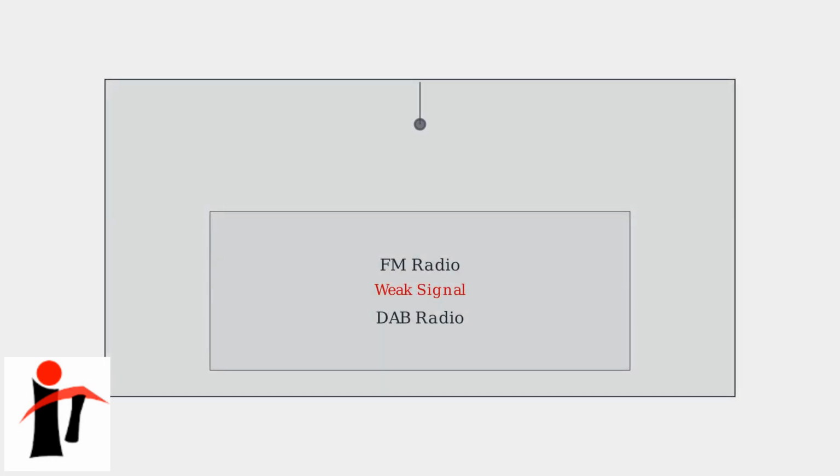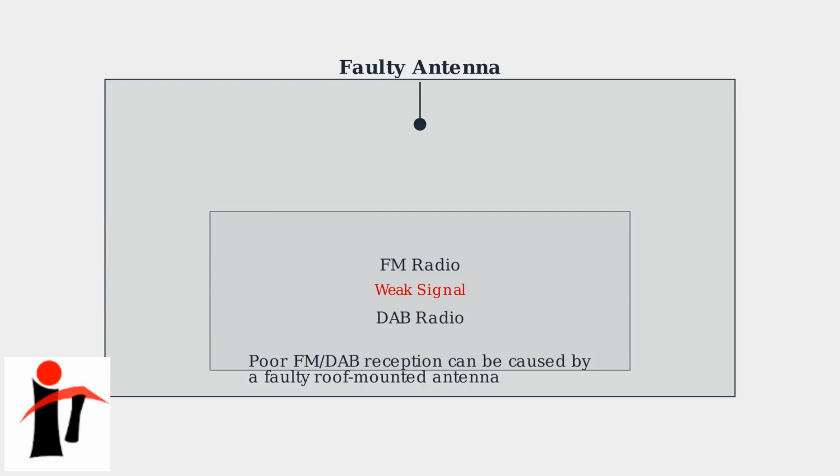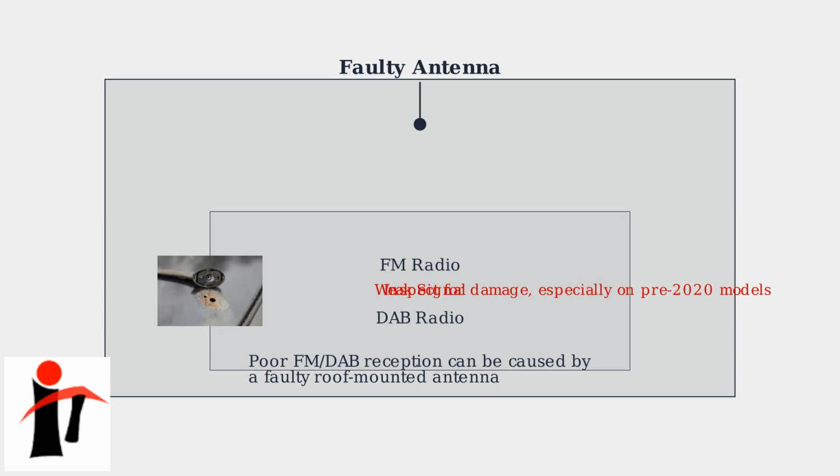Poor FM/DAB reception in Tesla Model S can often be traced to a faulty antenna. The roof-mounted antenna is critical for receiving radio signals and should be inspected for damage, particularly in pre-2020 models where wear is more common. Look for visible damage like corrosion or broken components at the antenna base. This corrosion can create signal interference, leading to weak or no reception across FM and DAB frequencies.